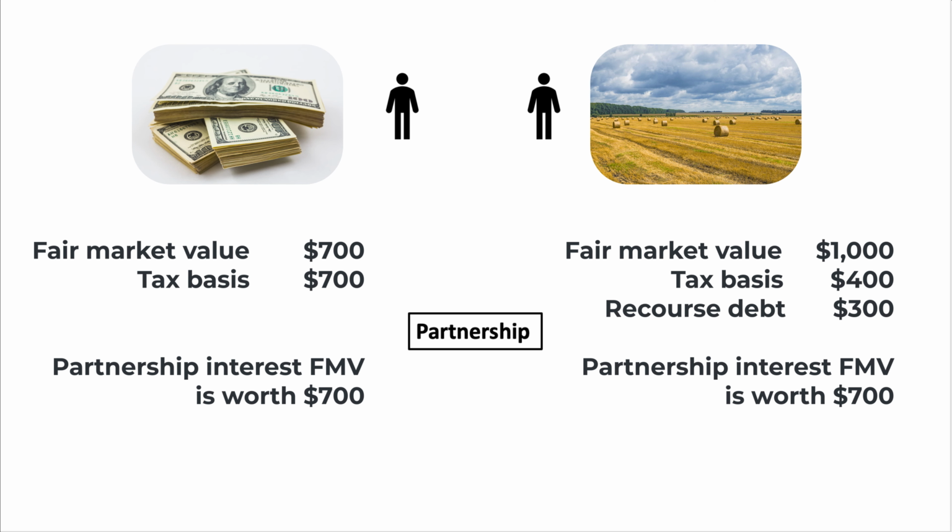Now let's use some numbers to illustrate all of this. Let's say two people want to form a partnership. Partner 1 contributes $700 cash for a $700 interest in the partnership. Partner 2 contributes land worth $1,000, but the land has a recourse mortgage of $300 that will also be contributed to the partnership. So the net value contributed by Partner 2 to the partnership is also $700, the same as Partner 1.